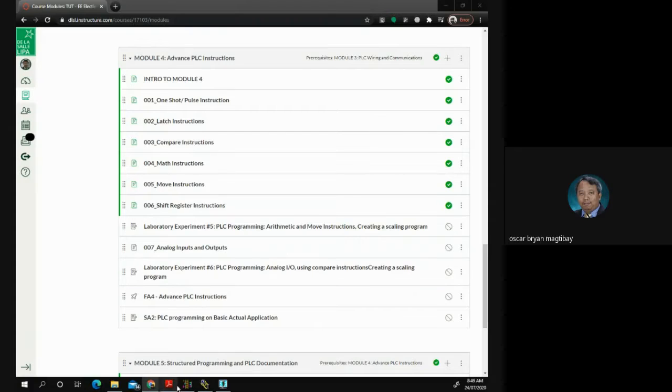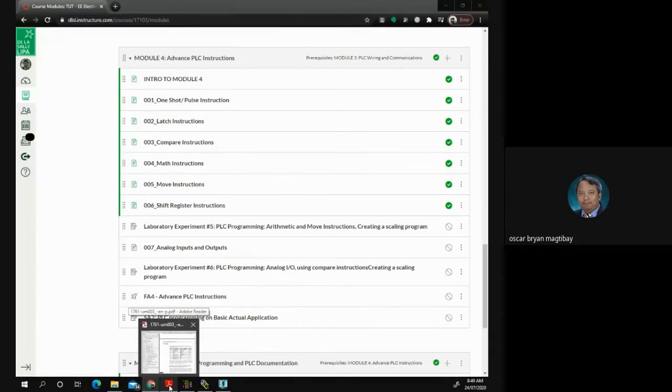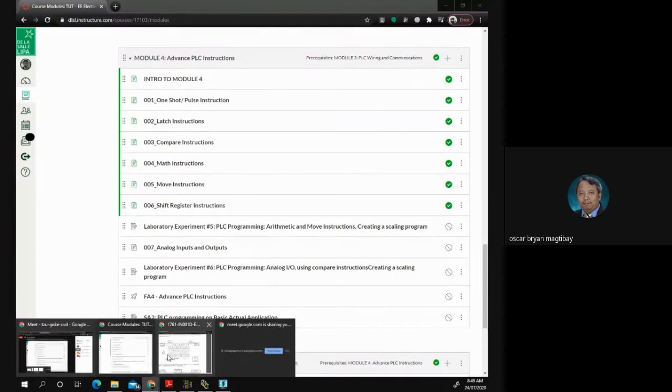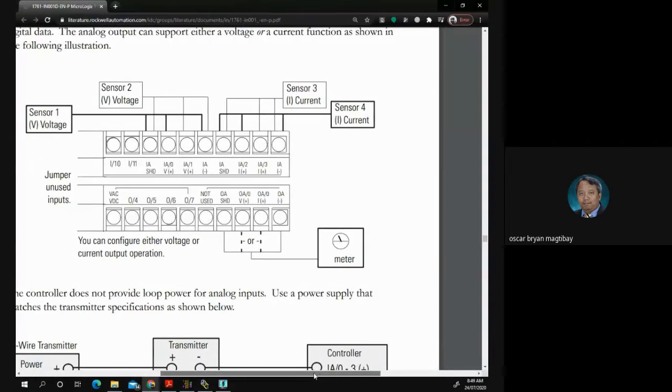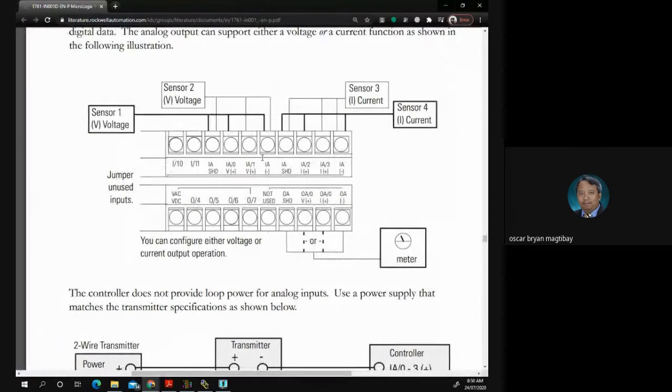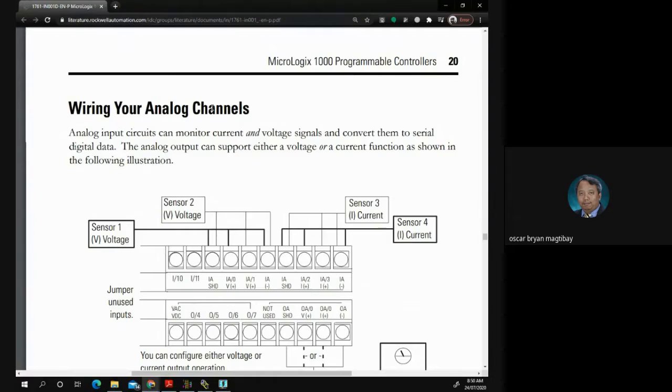Now, to better understand an analog input and output in a PLC, let us try to understand how it works with Allen Bradley. So when we are trying to wire an analog channel, there are three wires that we need to consider most of the time.